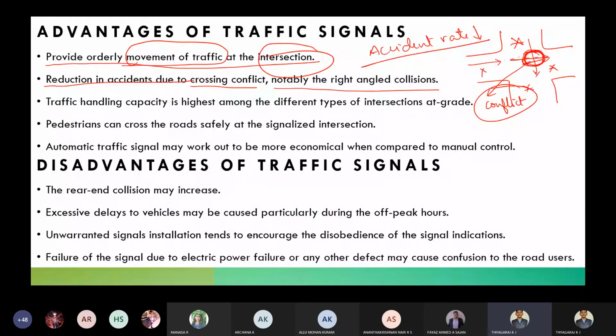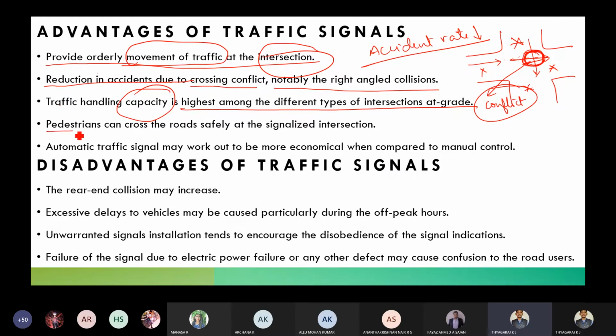Then traffic handling capacity is highest among the different types of intersections at grade. Whenever you install traffic signals, the flow rate can be controlled, and the capacity of the intersection will be the highest. When compared to a rotary intersection or other types of at-grade intersection, the intersection with signals will have the highest capacity.